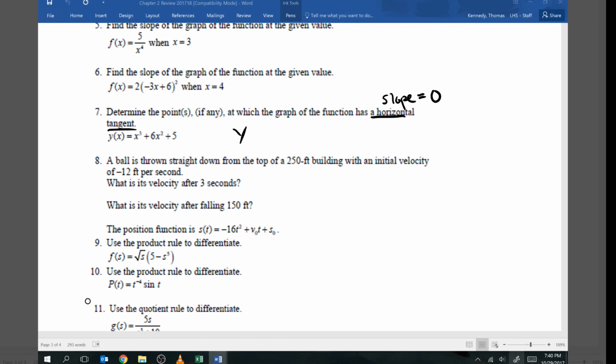So y prime of x equals 3x squared plus 12x. To find where the thing's 0, I'm going to factor out a 3x, because that goes into both of them, and I get x plus 4. And so x equals 0 and x equals negative 4 are the 2 points that make my slope 0. So you're just taking the derivative and finding the zeros.